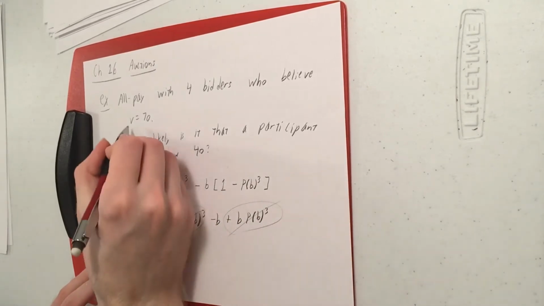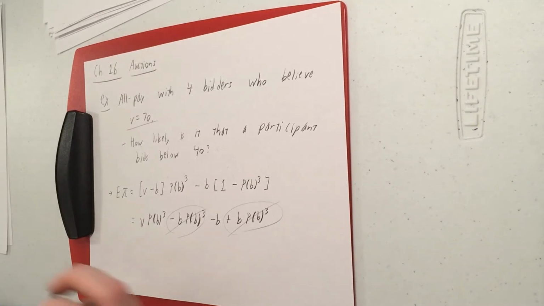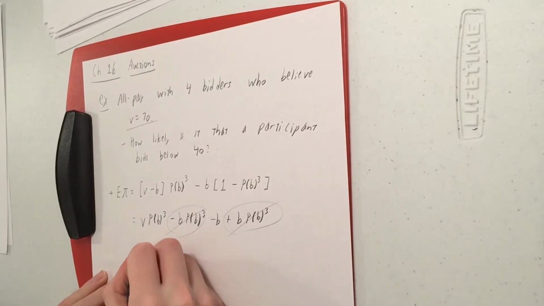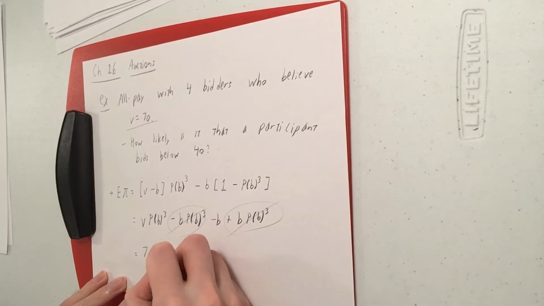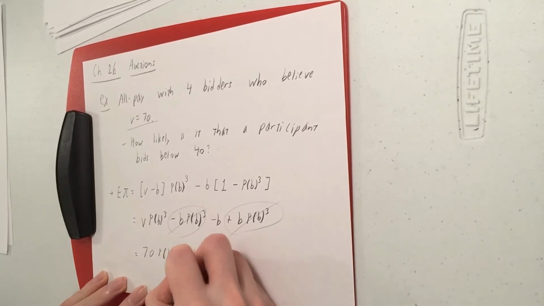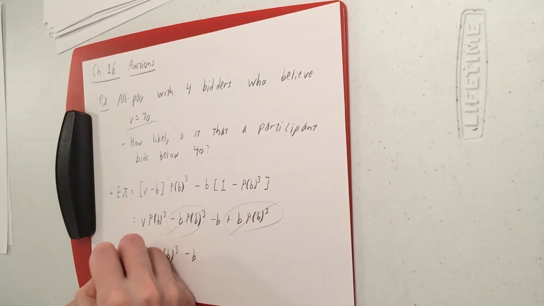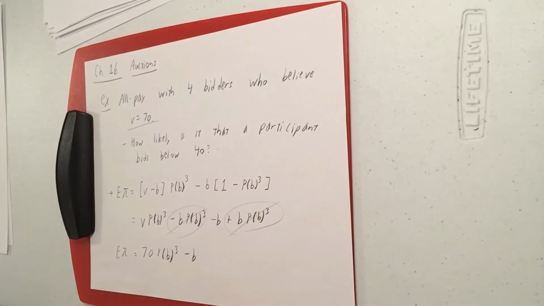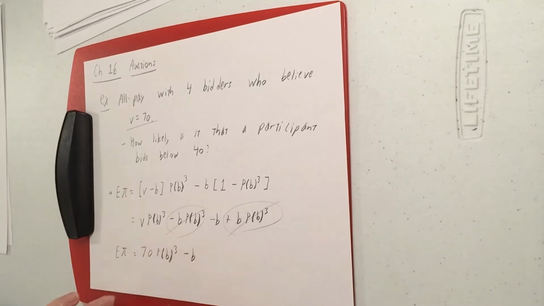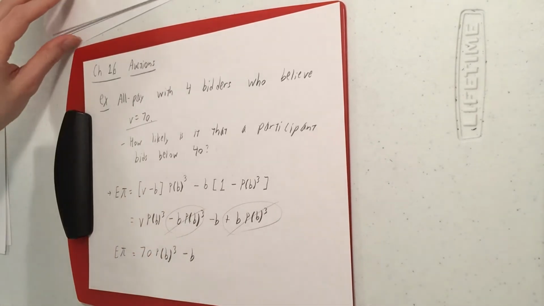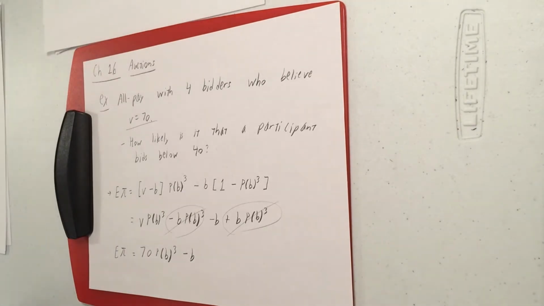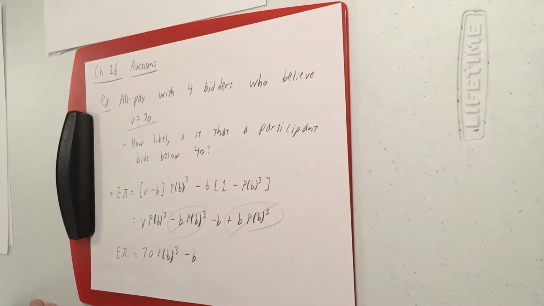And we know what V is. We said V is 70. I could plug that in. So we have 70 P of B cubed minus B. That's the expected payoff. So we had that trick that I mentioned, that the foundations of it were dubious, but the trick does work out. The trick your book mentions is you set that equal to 0 to solve.